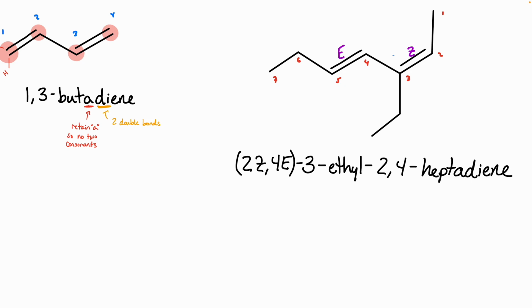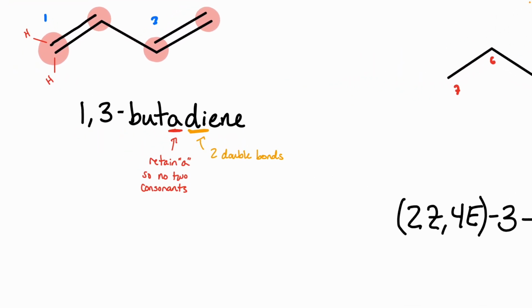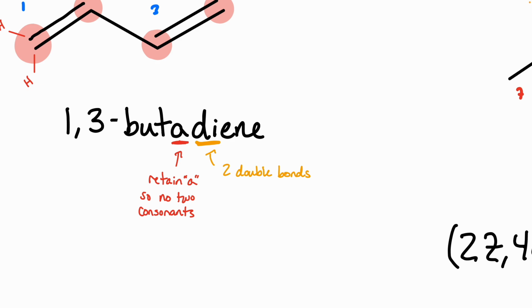When we have multiple double bonds, you can always build the locant in with your stereochemistry. You could always say 2Z or 4E, but if you have more than one double bond, you have to build it into the name to indicate which one you're talking about. With regard to our dienes, we refer to them with the suffix diene. Because diene starts with a consonant, you retain that a between your prefix indicating the number of carbons and your suffix indicating the functional group.